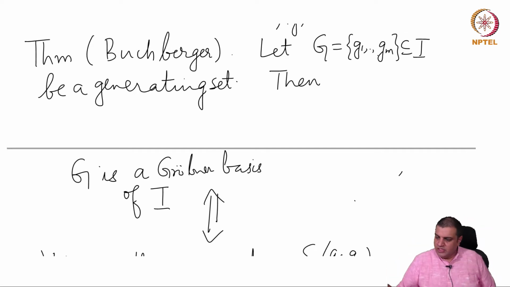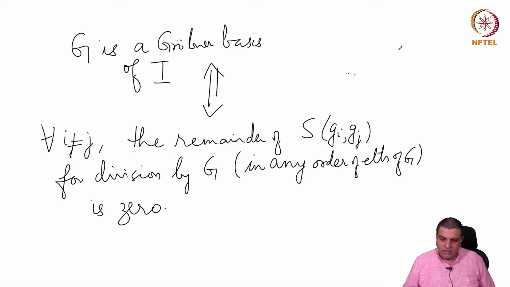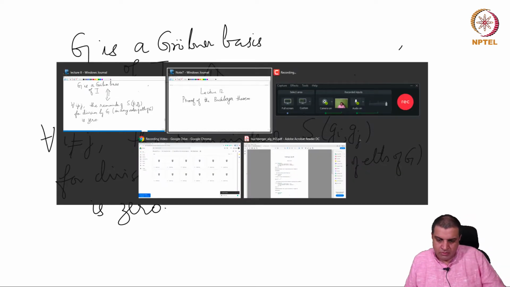Then G is a Gröbner basis precisely when for every pair i and j, the remainder of the S-pair of Gi and Gj, when we divide this by elements of G in any order, is 0. Okay, so this is a characterization of something being a Gröbner basis for I. Now let's prove this statement.